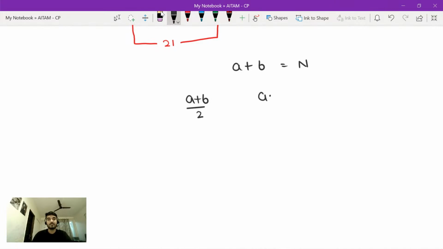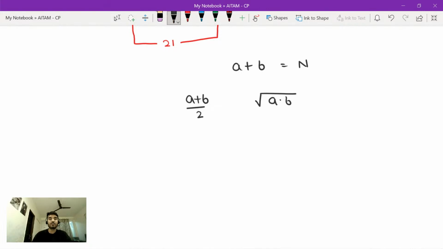So a into b, and then you have to take the power of 1 divided by the number of items that you have, which is 2. So 1 divided by 2. This is nothing but the square root. So the square root of a multiplied by b.